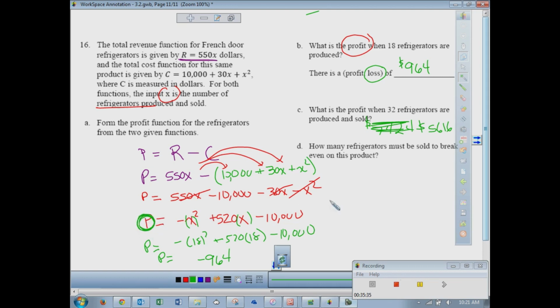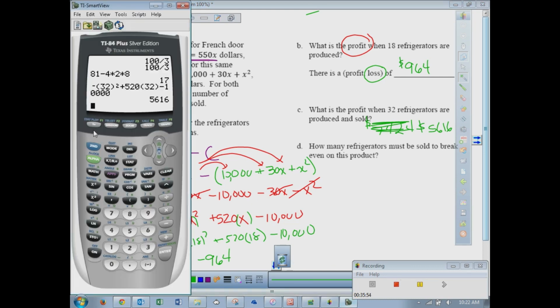What you could do is you could try to factor this if you wanted to. You could try to complete the square. You could try the quadratic formula, or you could punch this in your graphing calculator and let it do all the work for you. What would you like to do? I think you want to punch that in. If you do the quadratic formula, that'll work also, but help me out because it's all covered up. It's negative x squared plus 520x minus 10,000. Is that right?